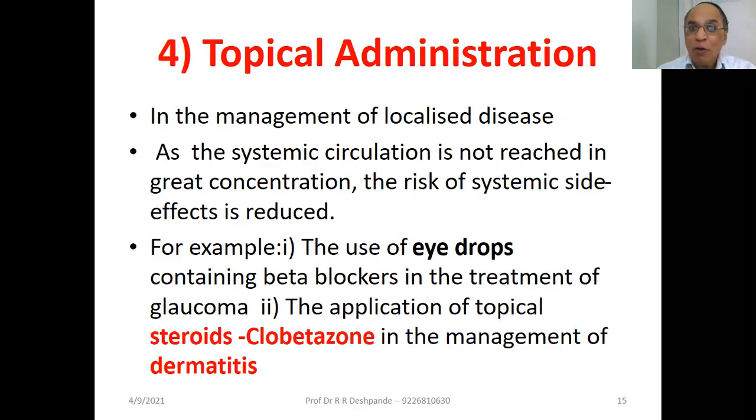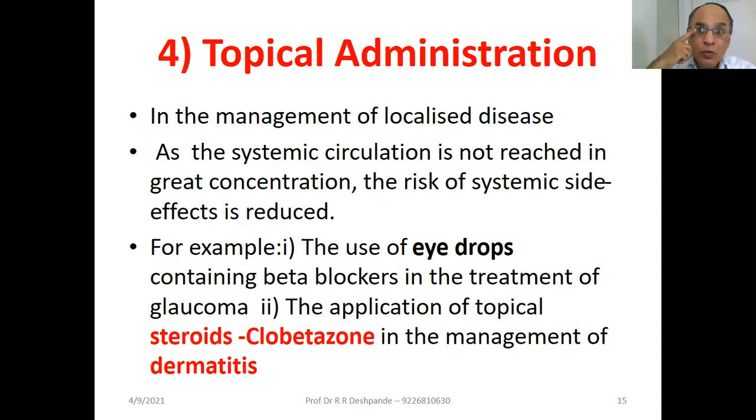Now, fourth, topical administration in the management of localized disease. As the systemic circulation is not reached in great concentration, the risk of systemic side effects is very much reduced in topical administration. No systemic problem because it is less absorbed. It is absorbed only locally, with local action. No blood, no heart, no liver, no brain, no problem.